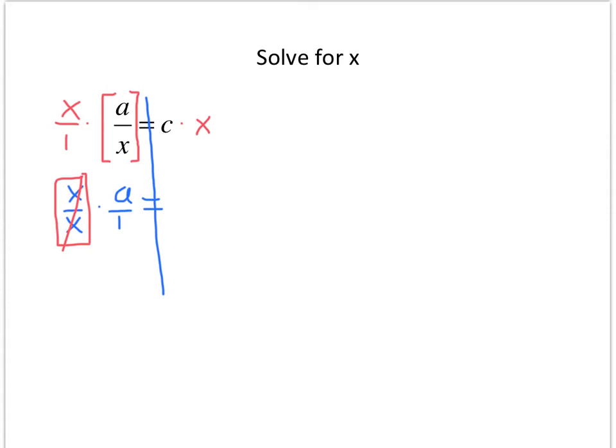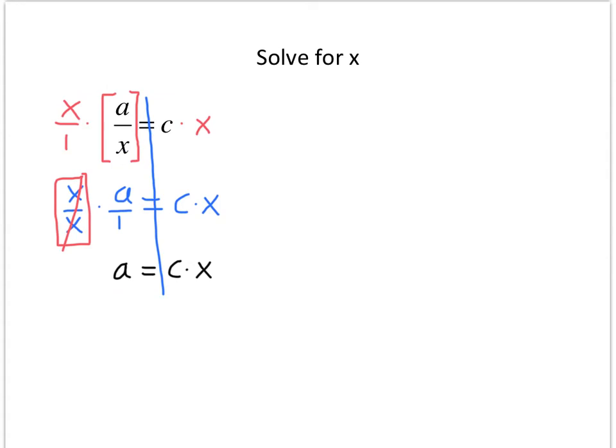On the right-hand side of the equation, I know that I still have c times x. I can't combine these because these are different variables, but I at least notice that I'm on the right track here. So if I write this a little bit more simplified, this is now a equals c times x.